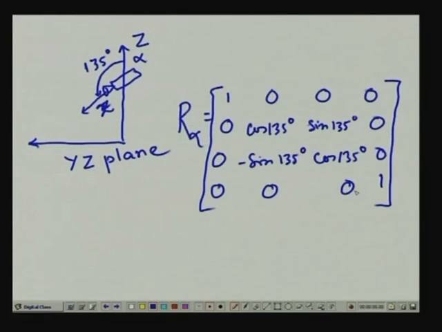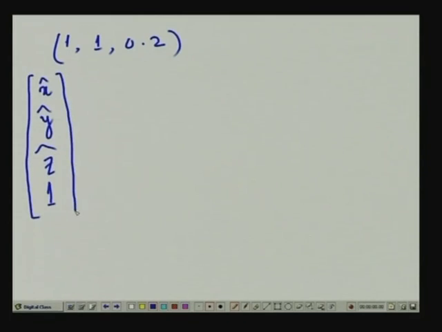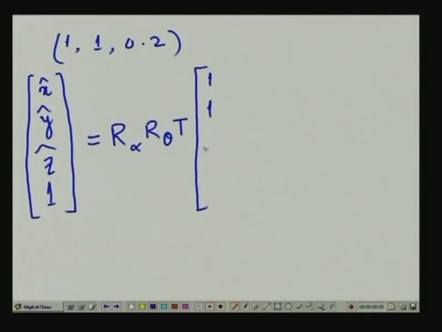So, after doing this, you find that the 3D world point for which we want to find out the corresponding image point is given by 1, 1, 0.2. This is the 3D world coordinate point. And after application of all these transformations, the transformed coordinate of this 3D world point, if we write it as x hat, y hat, z hat, has to be represented in unified form. So, this will be like this, it has to be r alpha, r theta, then t, and the original world coordinate 1, 1, 0.2 and 1 in the unified form.